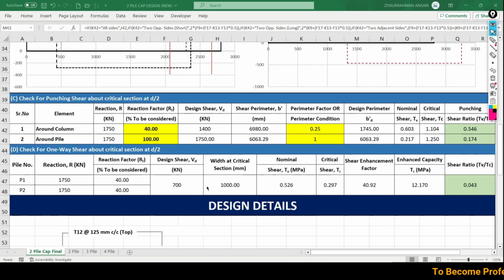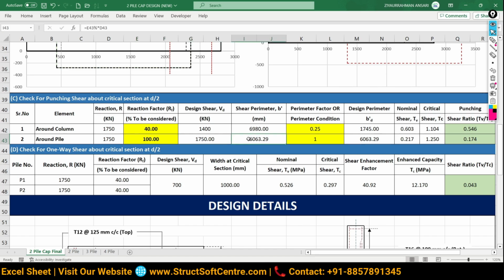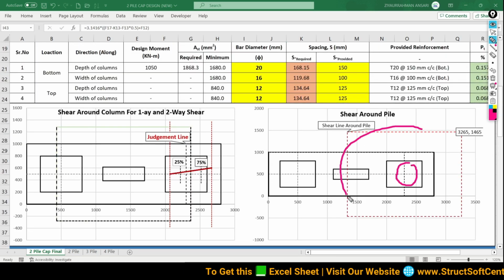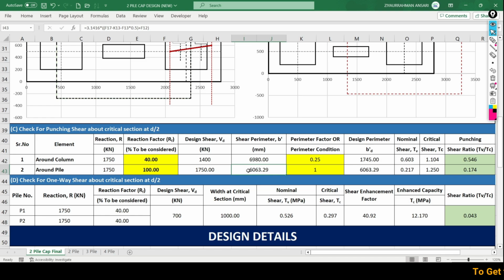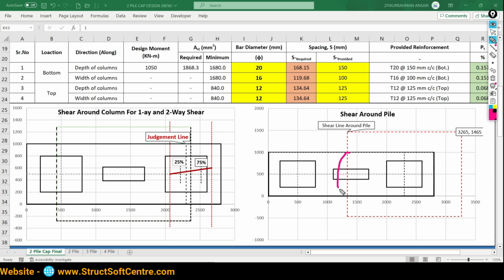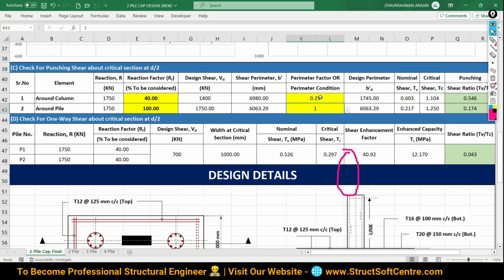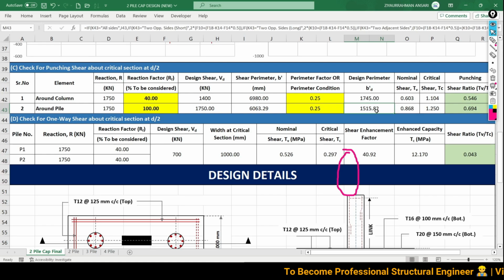Okay, so what I am going to do, this is the total reaction we are going to consider. There will be no reduction in the reaction, 100%. Now see, total reaction, design reaction, total perimeter of the circle around the pile. Suppose there is a circle around this pile. Actually it is the 100% shear perimeter. Now would you like to consider 100%? No, only this portion is coming. I am going to consider approximately 25%. So I am not going to take 100%, I am going to take 25%. So the shear perimeter is going to become 1515.